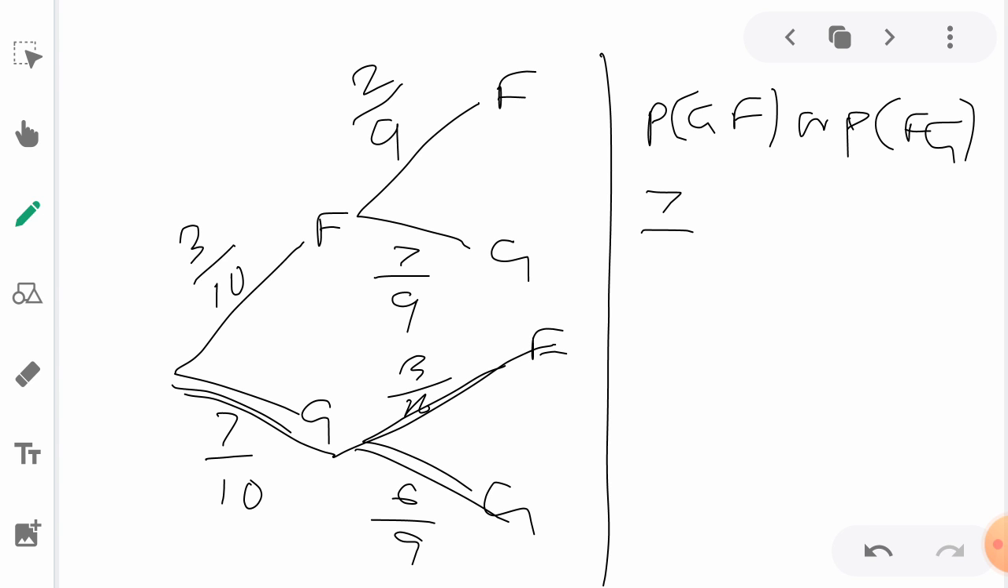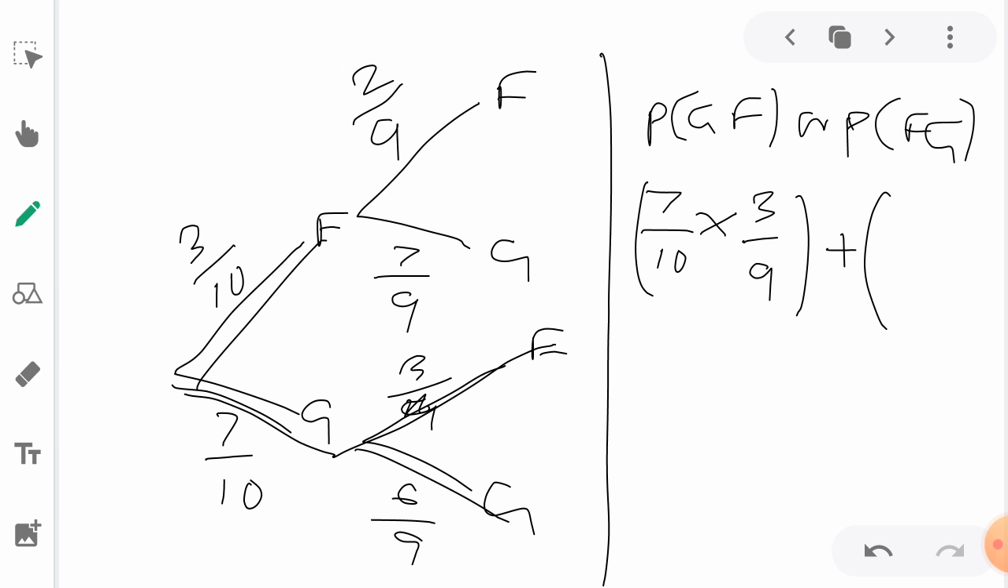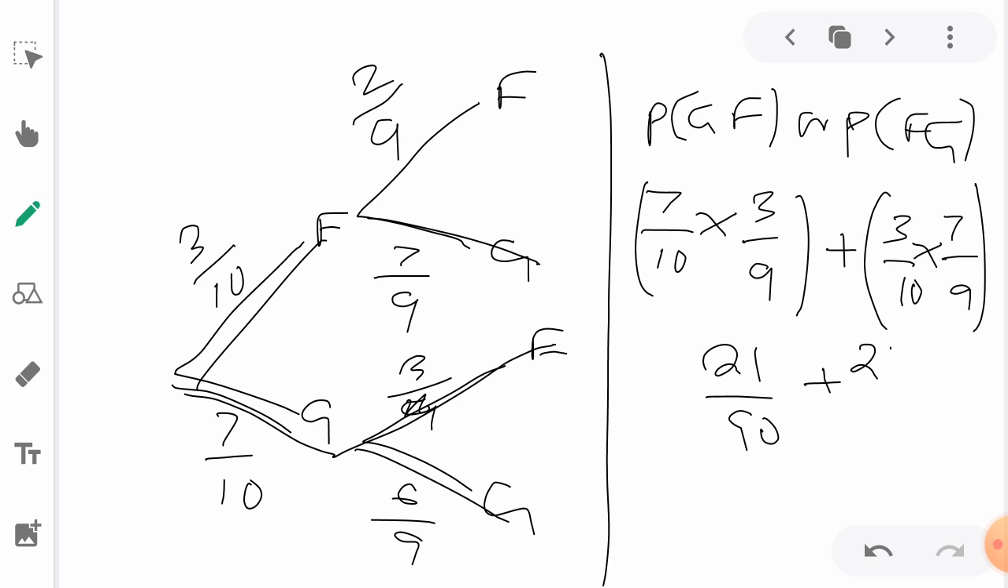That is 7 over 10 times 3 over, sorry, it's 9 here, over 9. Or means addition in probability. Then faulty, 3 over 10 times good, which is now 7 over 9. You can see that we are having the same there: 21 over 90 plus 21 over 90. Then a common denominator there is 90, so we are going to have 21 plus 21.